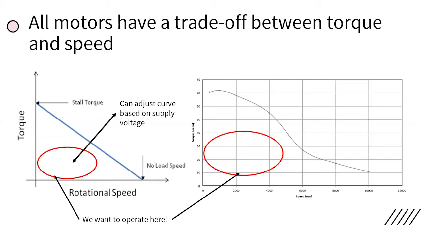All motors are going to have some kind of trade-off between torque and speed. And we're able to represent that with what's called a torque speed curve. When you're selecting motors, it's important to get comfortable with how these look so you understand exactly if a motor will be able to work for your project.